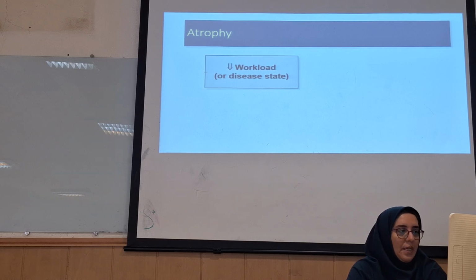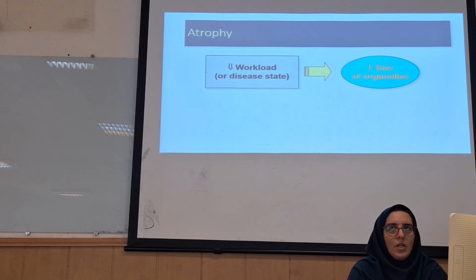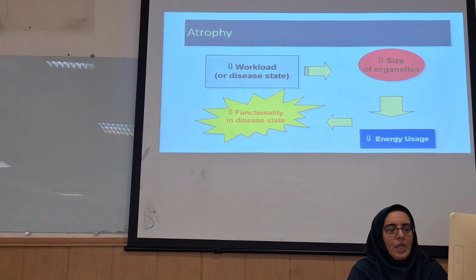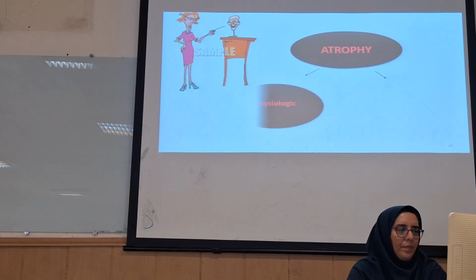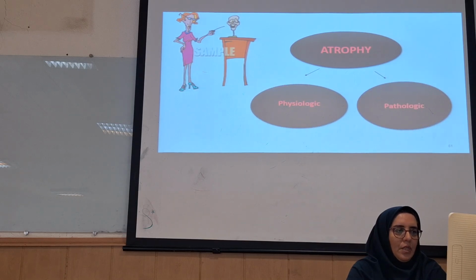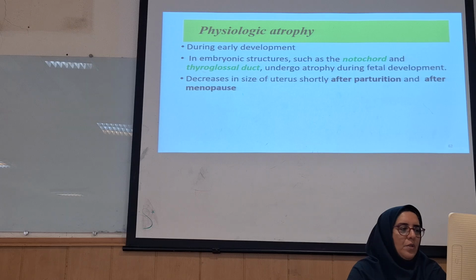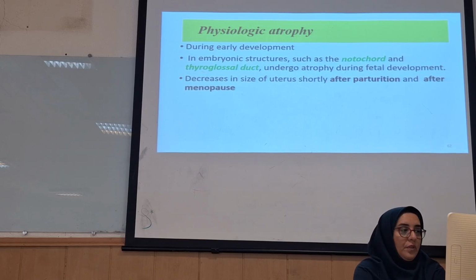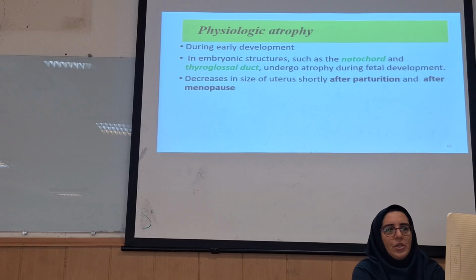When workload is decreased in a disease state, the size of organelles is decreased, energy use is decreased, and functionality in the disease state is also decreased. Atrophy is physiologic and pathologic. Physiologic atrophy occurs during early development due to embryogenesis. For example, the notochord and thyroglossal duct atrophy are examples of physiologic atrophy.